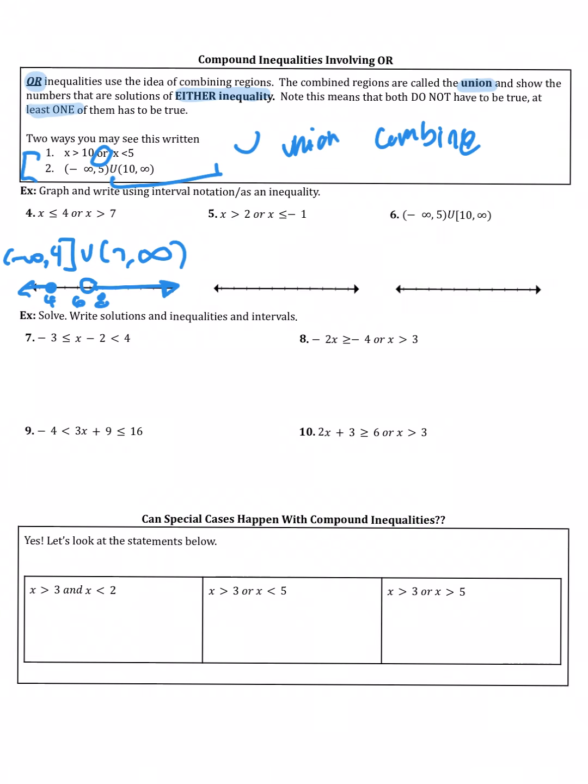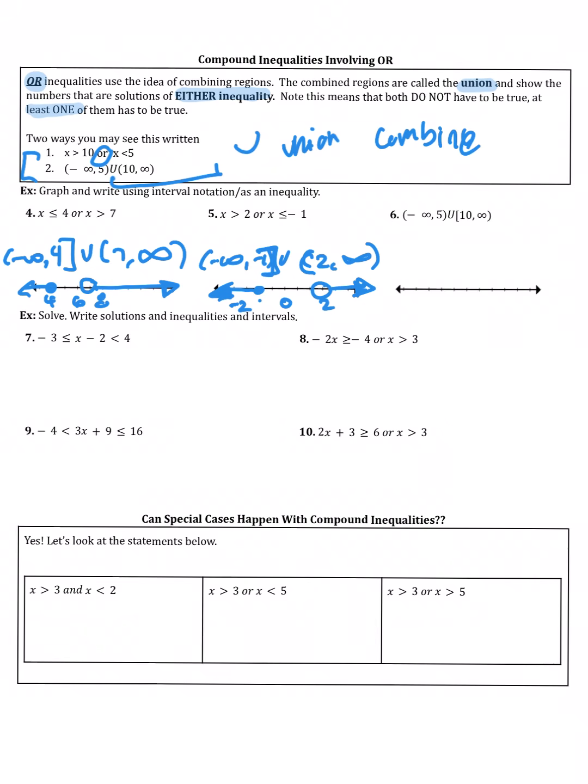Let's look at number 5. X is greater than 2, so open circle at 2, pointing to the right, or x is less than or equal to negative 1, closed circle at negative 1, pointing to the left. So here's my graph. If I wanted to write this as a compound inequality, negative infinity up to negative 1, union, positive 2 up to infinity. This should be a square bracket since it is a filled in circle. This should be parentheses since it is not.